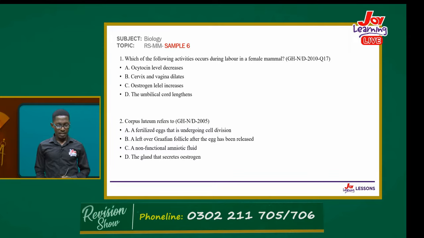Sample 6. Which of the following activities occur during labor in female mammals? Oxytocin level decreases, cervix and vagina dilate, estrogen level increases, umbilical cord lengthens. Question 2, corpus luteum refers to what? What is a corpus luteum? During the discussion, we mentioned what the corpus luteum is, the yellow body. How would you describe it? When is it formed?